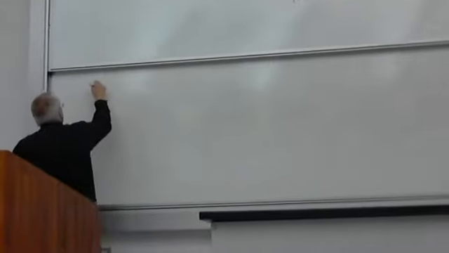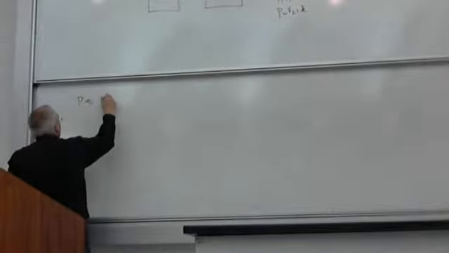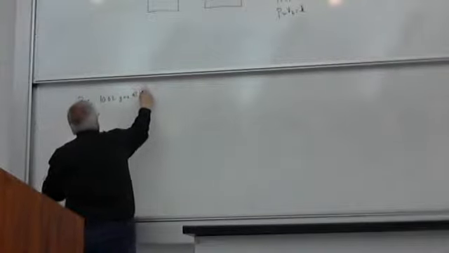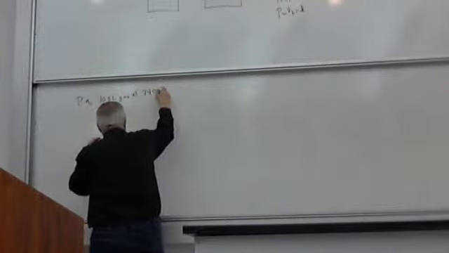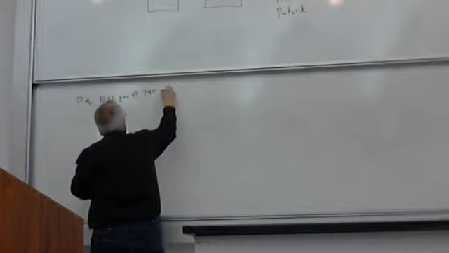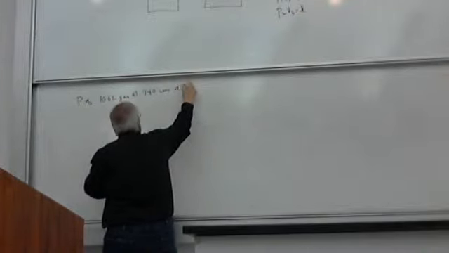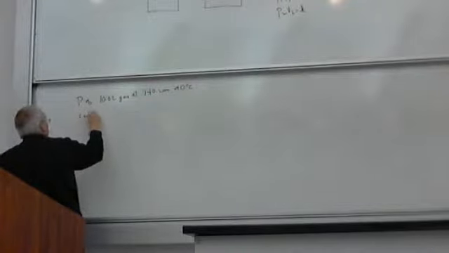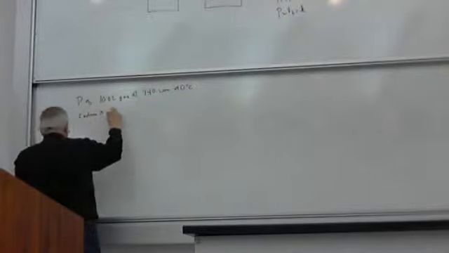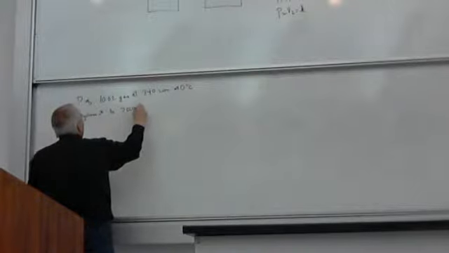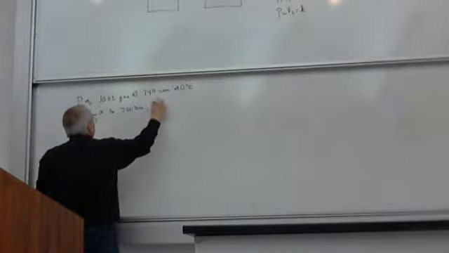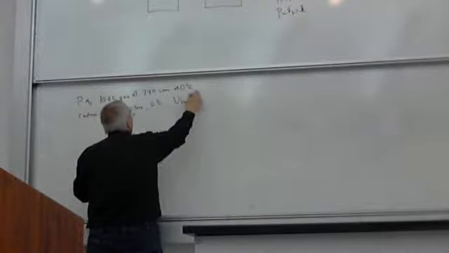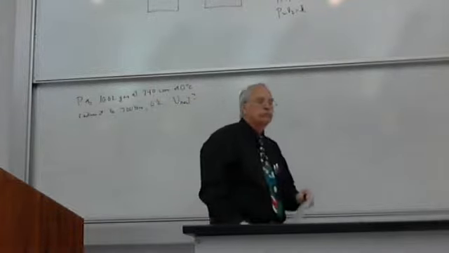So suppose that the pressure of 10 liters of gas is 740 torr at 0 degrees centigrade, and we reduce it to 700 torr at 0 degrees centigrade. We want to know what is the new volume.